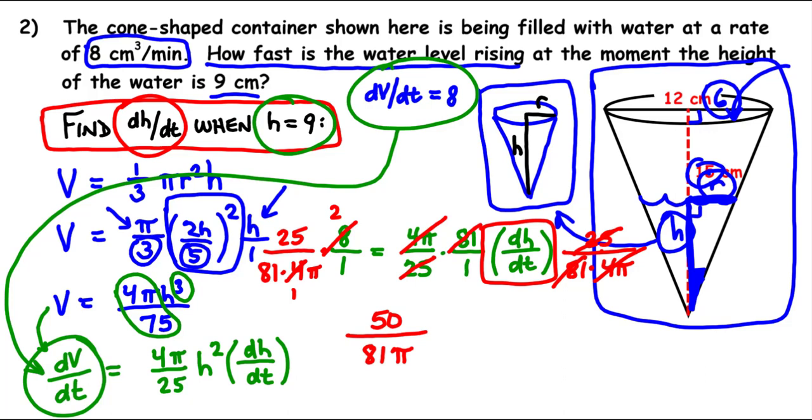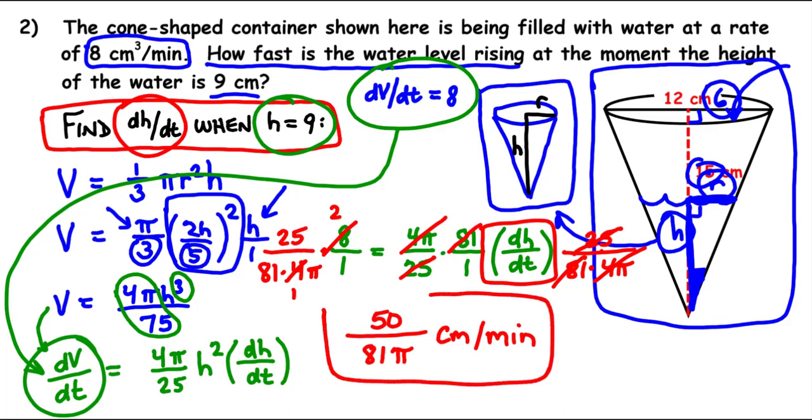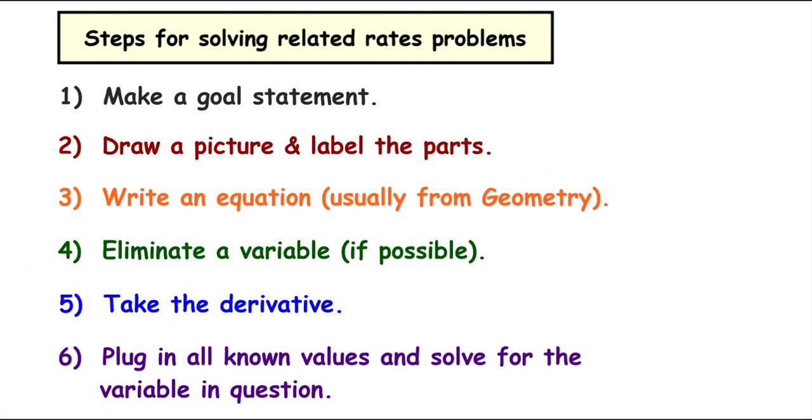Now we just simply need units. And since this is the height, or the water level rising, it's not going to be cubic or square centimeters, it's just regular centimeters per minute. Centimeters per minute. And that is the answer to number 2. And this concludes day number 1 of related rates. So hopefully it was a little easier than advertised. Again, the most important thing is you can't plug in numbers until after you've taken the derivative.